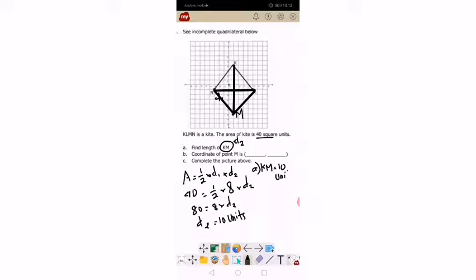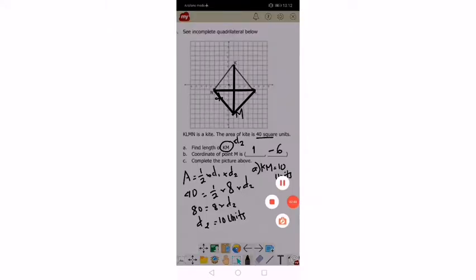Sorry, I have to write units here. And then the coordinate of point M. So the coordinate of point M is 1, 2, 3, 4, 5, 1 point, negative 6. Complete the picture above. Okay, so we already completed the picture. So that's all for question number 5.